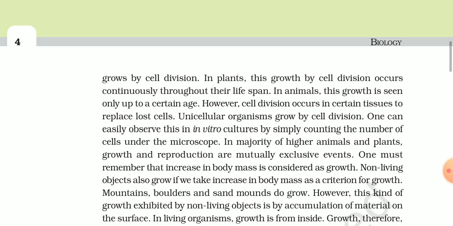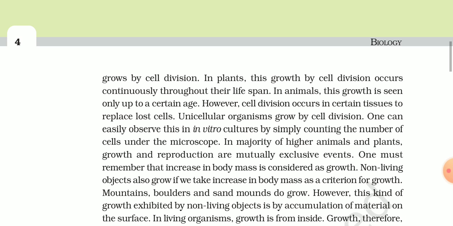So, in animals, this type of growth is seen only up to a certain age. In the case of humans also, we grow, but that growth is seen only up to a certain age. After that, we do not grow. We do not increase our height. The weight may change, but the growth is only occurring up to a certain age, and after that, the growth stops in the case of animals.